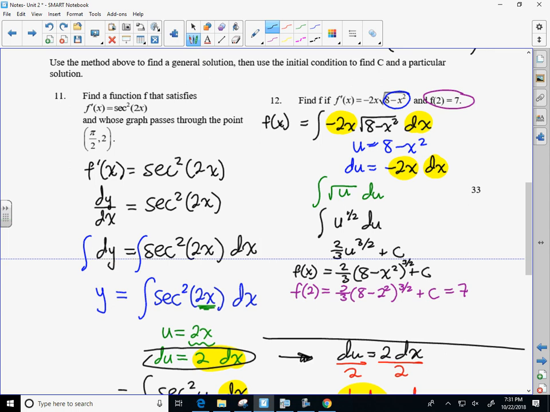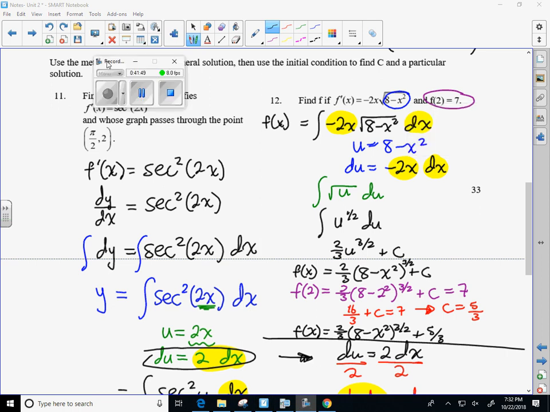So 16/3 plus c is equal to 7. 7 is the same as 21/3, so subtract off a 16/3 and you're looking at c is equal to 5/3. So my particular solution, f of x, would be equal to 2/3 times 8 minus x squared to the 3/2 plus 5/3. Barring any catastrophic calculation error.